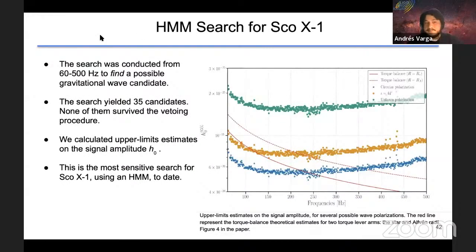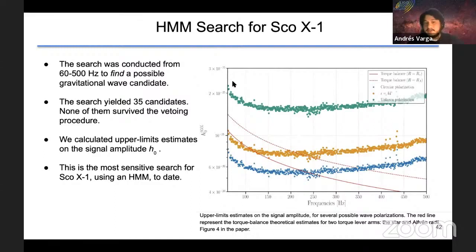So this search looked throughout the 60 to 500 hertz frequency range to try and find a gravitational wave. The search yielded 35 candidates, and none of them survived the vetoing procedure. That is the step in between trying to discern if it's a signal or maybe some artifact or fluke or noise in the data. And when this happened, we calculate upper limit estimates on the signal amplitude, as Lucy also mentioned in her presentation. So you can see the results on the right.